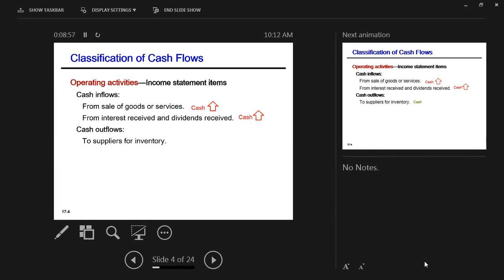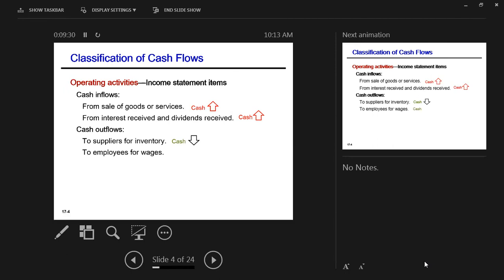So although inventory is an asset, at this moment we are talking about the cost of goods sold, because inventory converted into cost of goods sold. So we have to pay cash to the suppliers for inventory, and we are considering here cost of goods sold. It is the expense item. So if we pay them cash, then our cash is going to decrease. So cash outflow.